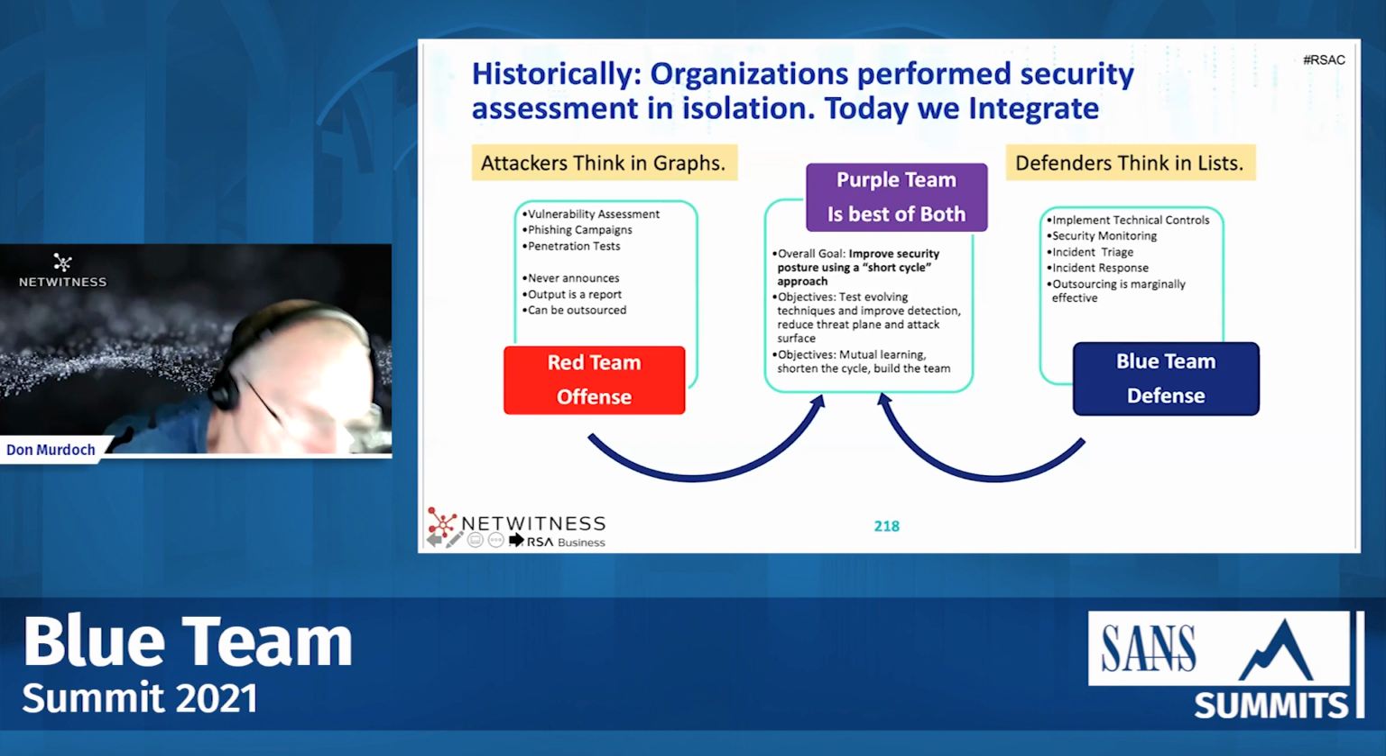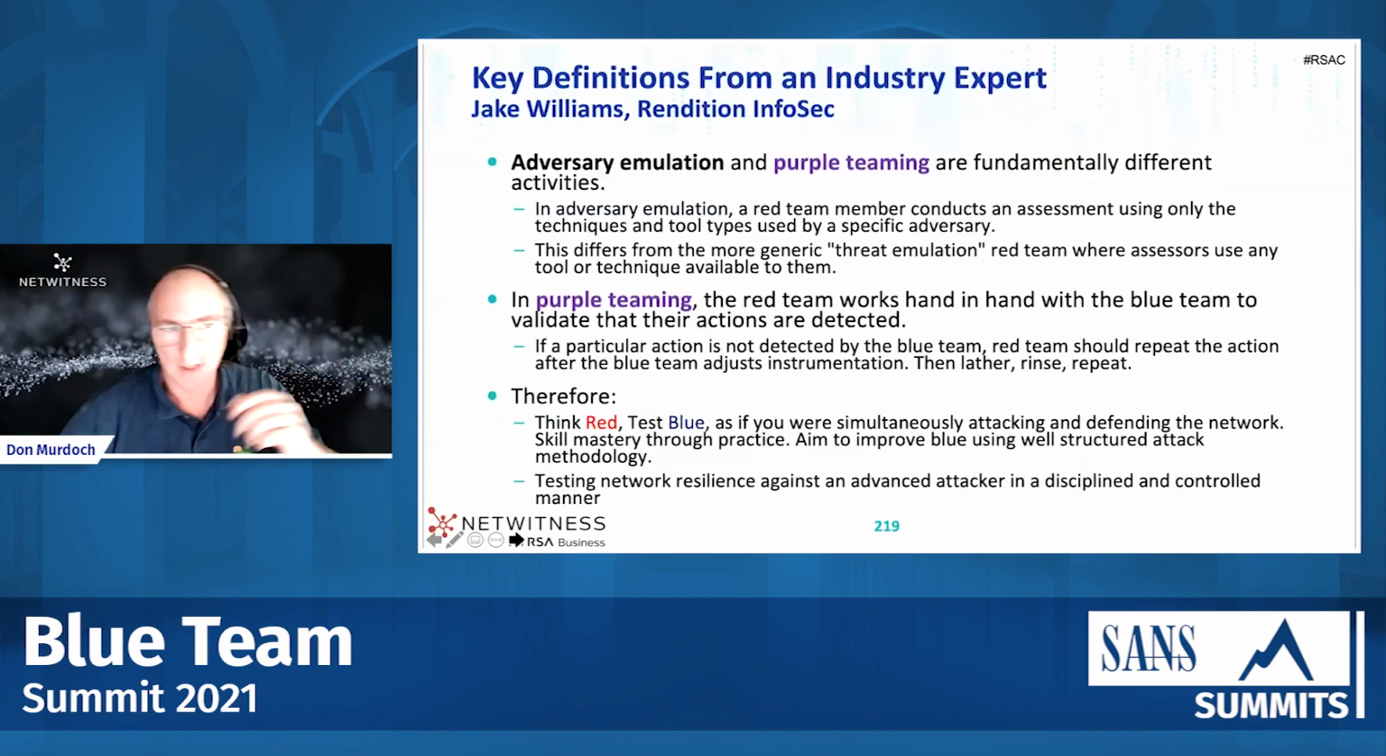Purple teaming is that process where we cycle rapid change through. I went and got a definition from one of our colleagues, Jake Williams, an information security expert in the field, to give you an idea of what these terms are and how to properly use them, because they're fundamentally different activities. In adversary simulation, we have the pen tester, the red teamer, and they're going to assess, meaning technically, your organization, and you really want to try to do that based on tools and techniques used by a specific adversary. The MITRE ATT&CK Group catalog is a phenomenal tool available for that. It's different than threat emulation.